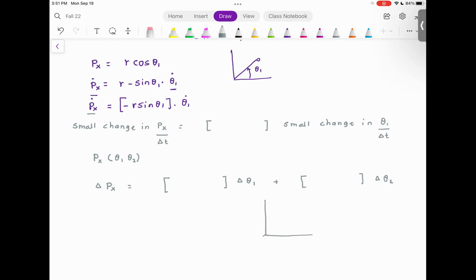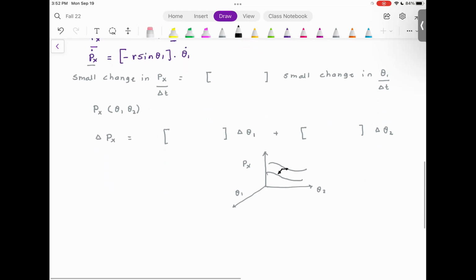So this geometrically can be represented something like this. See, this is px, this is theta 1, and this is theta 2. And this change in px is achieved because of changes in theta 1 and theta 2. So basically what you do is you have a change in the theta 1 direction and you have a change in theta 2 direction, and these individual changes contribute to the overall change of px. Everyone understood this?